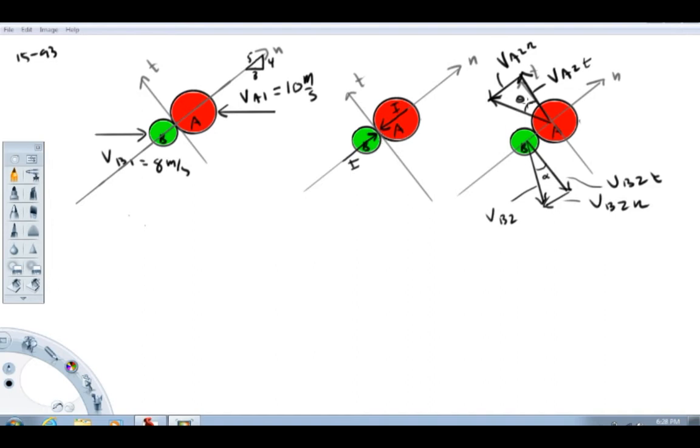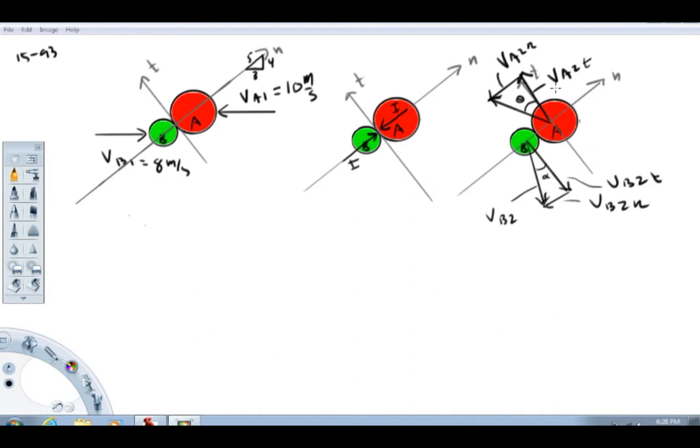All right, the third picture is just after impact. Mass A's velocity vector is likely something like this, and I've broken it into components in the tangential direction and the normal direction. That's what I mean by VA2 tangential, VA2 normal. Mass B's velocity vector is likely something like this, broken into components, VB2 tangential, VB2 normal. The reason for looking at the tangential and normal components is because we know we're going to be dealing with the coefficient of restitution. So now it's just a matter of starting to write equations.